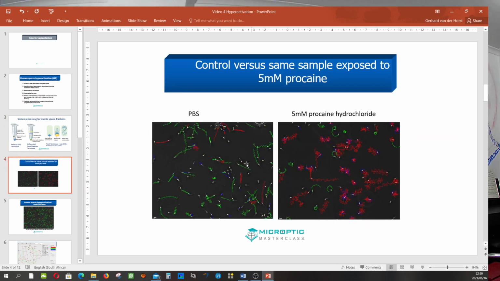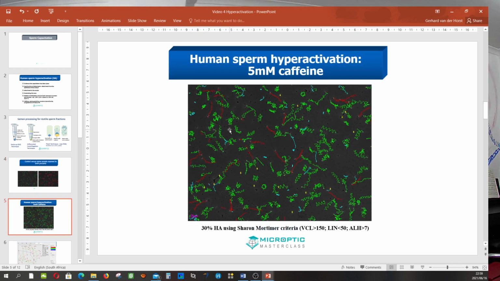And here is a beautiful example of sperm in phosphate buffered saline, but then using the flush technique, using 5 millimolar procaine hydrochloride causing vast hyperactivation. This is human sperm in 5 millimolar caffeine, and all these sperm are highly hyperactivated. In other words, they have a VCL above 150, a linearity less than 50, and an ALH above 70.